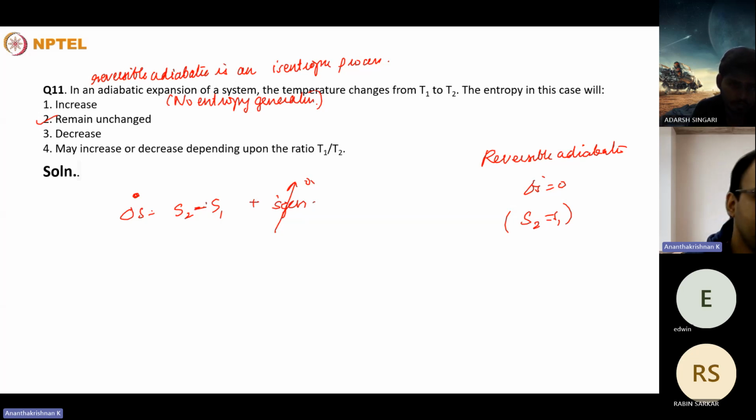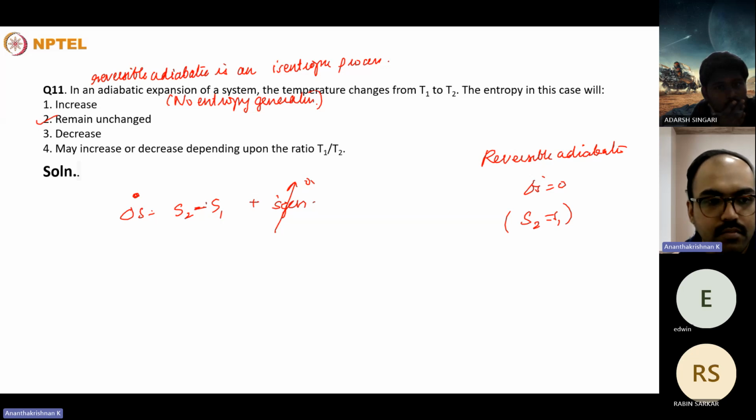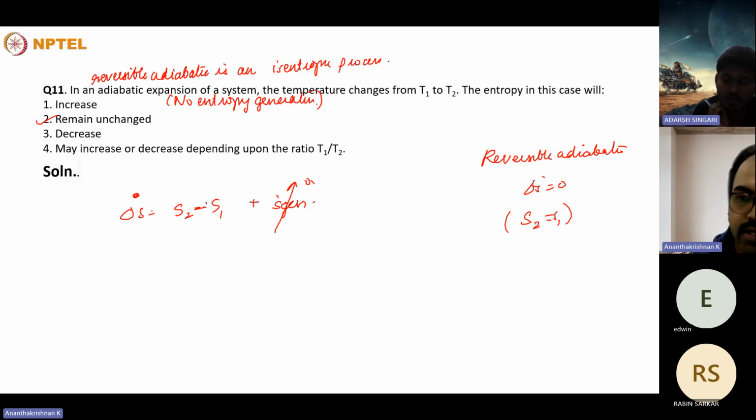Okay, sir. I thought that your question was on the entropy formula for liquids or solids. So it's average C into ln of T2 by T1, the thing that we have just told.